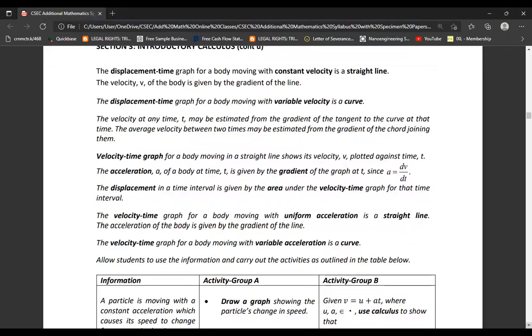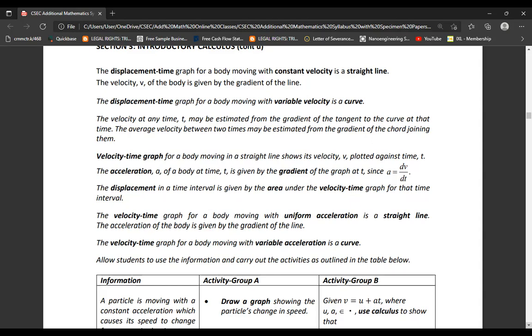That's the only two graphs they mentioned, displacement and velocity. But if you look at your past papers, you would notice that some of the questions actually ask you for a distance time graph, and then others ask you for speed time graph. The graphs are similar, right? But not exactly the same.